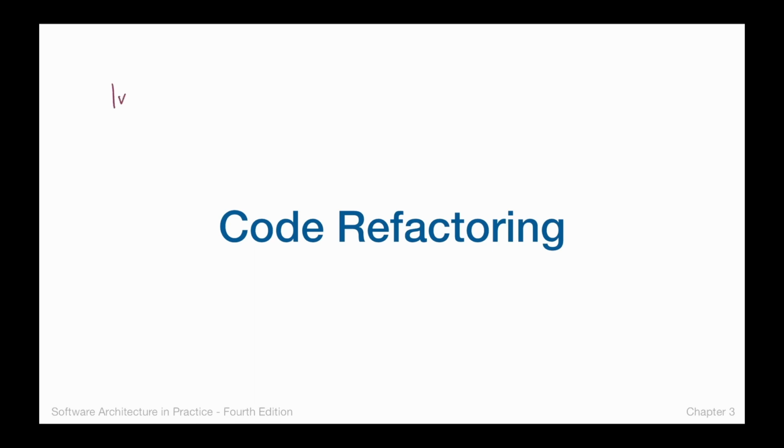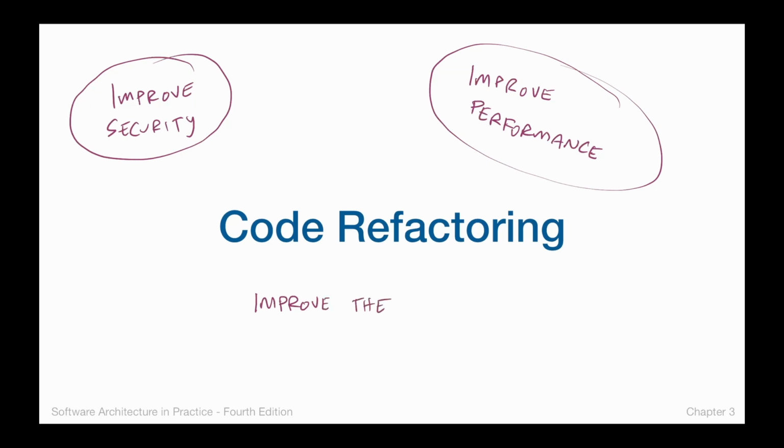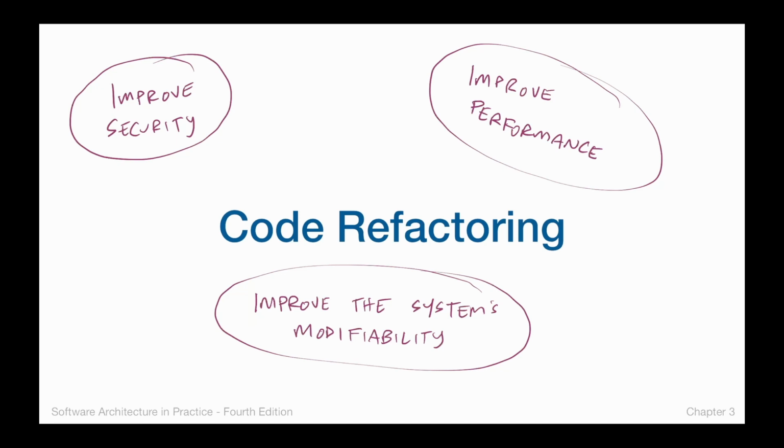It could be because we're trying to improve our security. Remember, we talked about how one reason you might have to redesign your system is because it's been compromised. We might need to improve performance. Maybe it's too slow for your users. We need to have it perform better. And it could also be that your actual development process is going too slow and you need to improve the system's modifiability. And that, remember, is the ability of a system to accept changes.